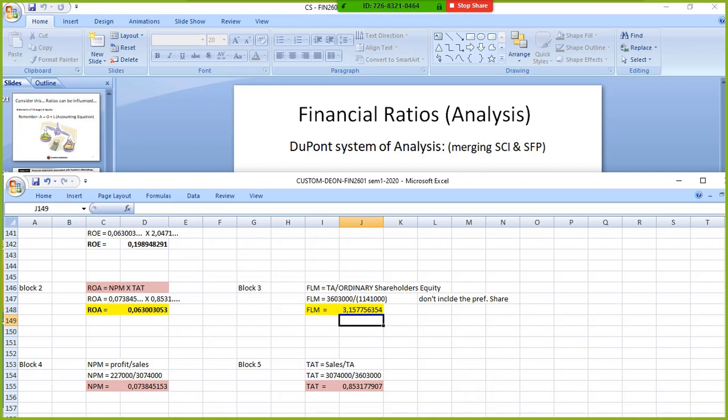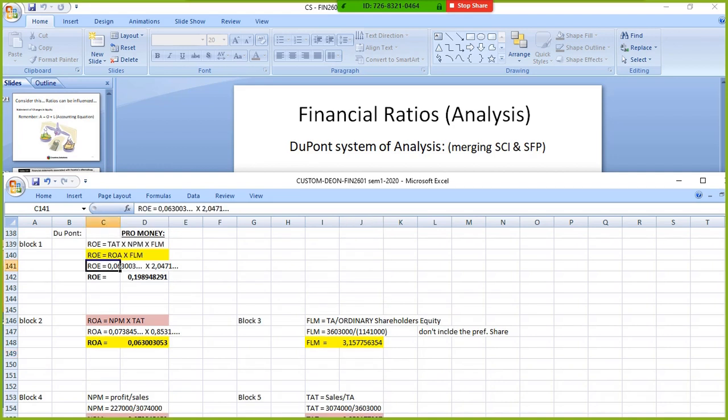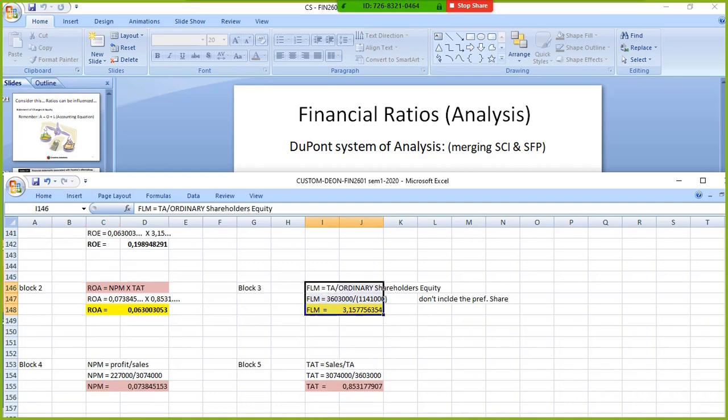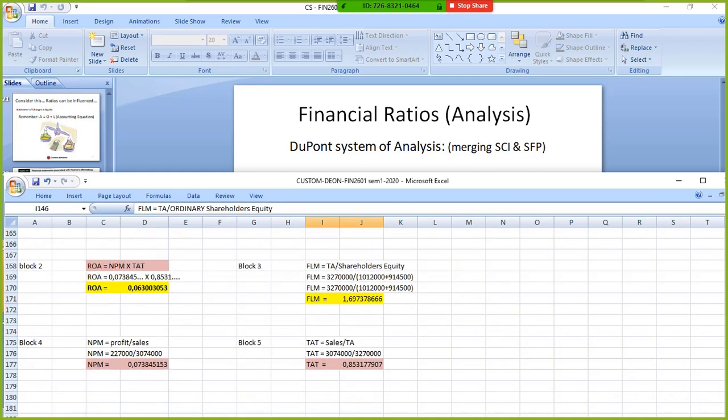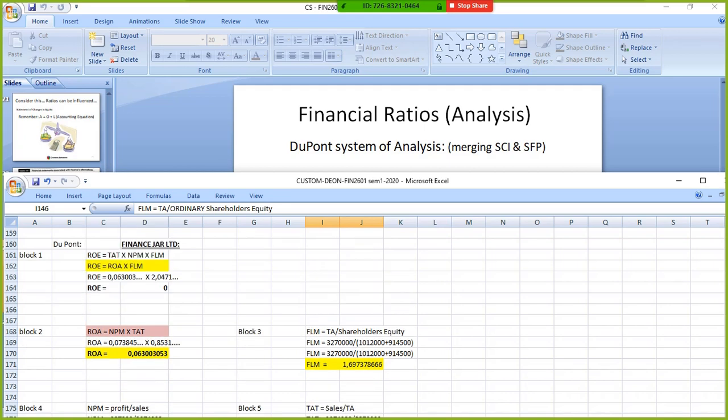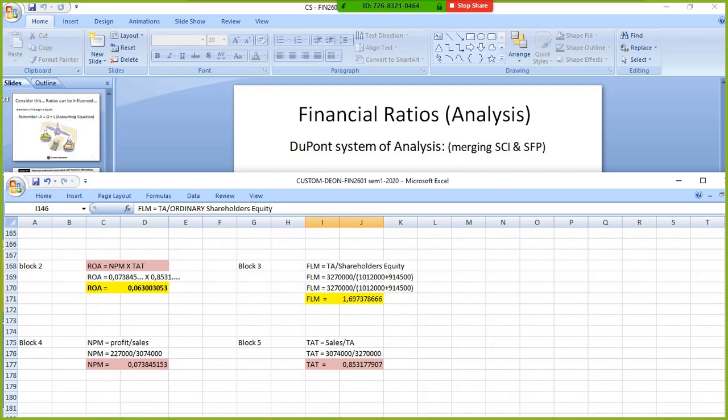This would be 3.1. Just need to update that formula. 3.15. So the financial leverage will change. The rest is still fine. Same thing here. So this was Pro Money. No, Finance Jar. Same thing: ordinary shareholder equity. Remove the preference shares.